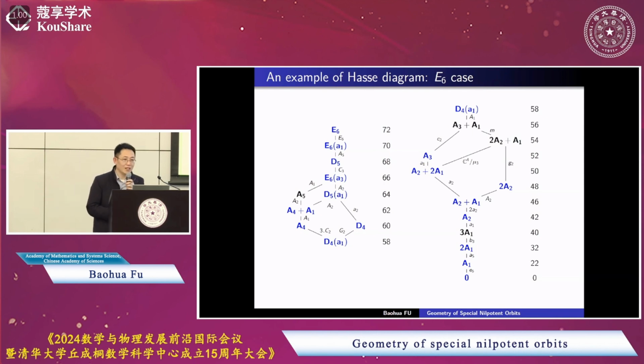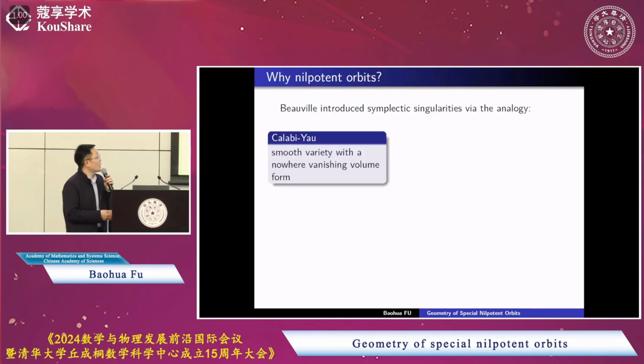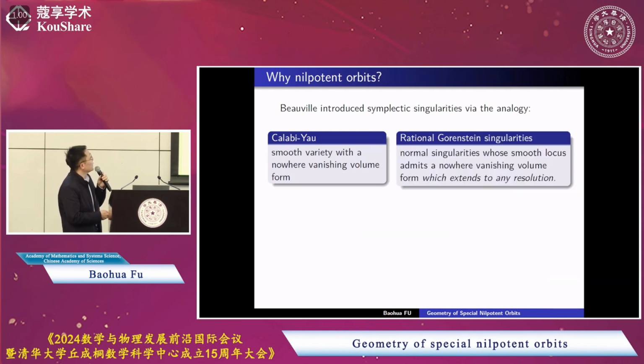So why is this talk related to this birthday celebration? In fact, this is closely related to Professor Yau's solution to the Calabi conjecture in the following simple way. In fact, Beauville introduced a notion of symplectic singularities by analogy between the smooth part and the singular part. On the smooth part, you have Calabi-Yau, which means on the smooth locus, you have a non-vanishing volume form. And the singular counterpart of this one is called the rational Gorenstein singularity, which means on the smooth locus, you have a non-vanishing volume form which extends to any resolution.